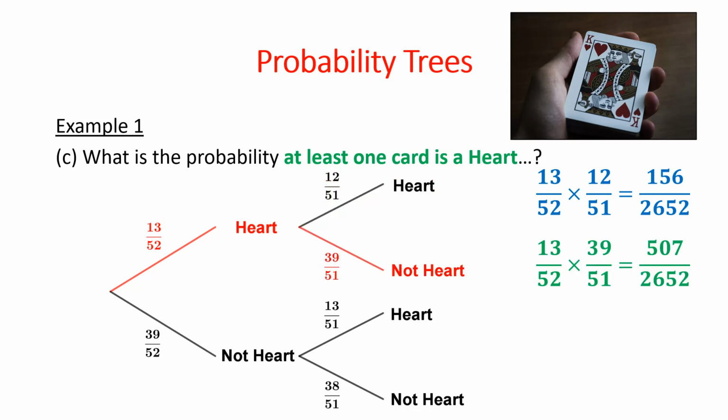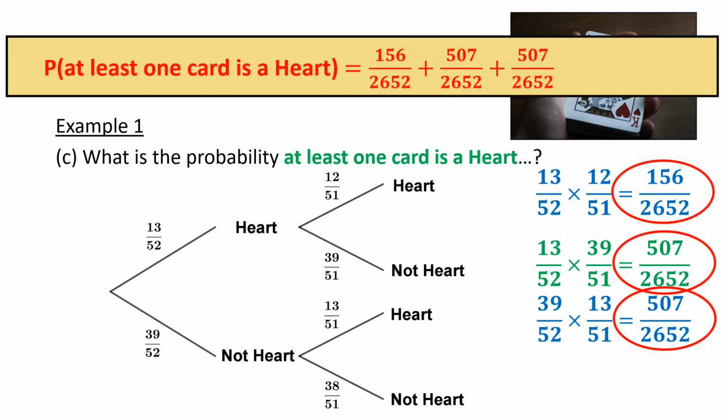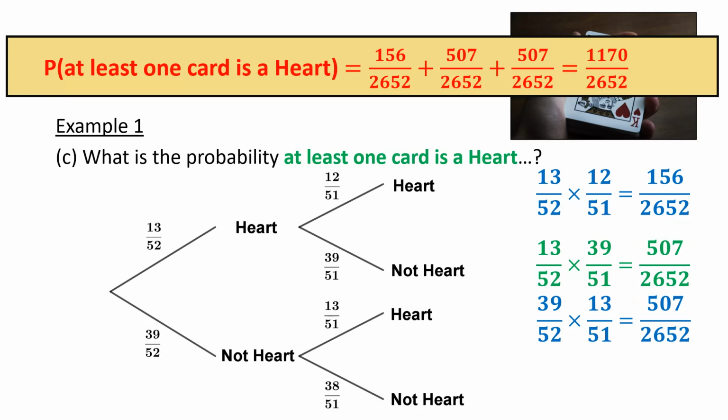We could have a heart first and then a no heart. Let's multiply these probabilities. Or we could get a no heart first and a heart second. So there are actually 3 possibilities in this scenario. And when we have more than one scenario, we're going to add up the probabilities, add these all up to get the total probability at least one card is a heart, to get a total probability of 1,170 out of 2,652, which again could simplify down if the fraction can, or we could convert it to a decimal or a percentage if we prefer.